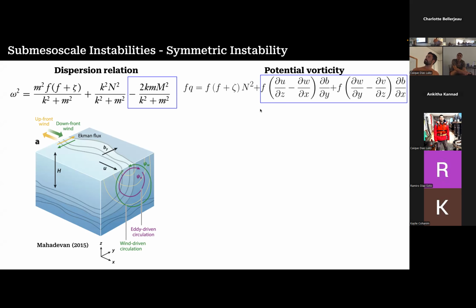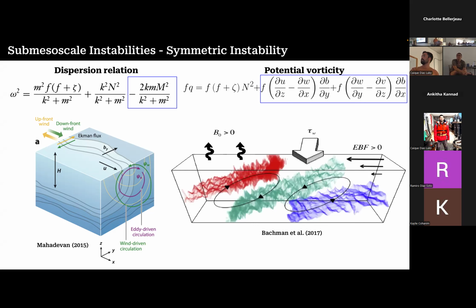So when you have a front and you have a wind flowing in the down-front direction, in the same direction as the current, you're going to generate an Ekman flux that tries to put the dense water on this side up on top of the light water on this side. The overturning circulation that you're going to create is the green one. So instead of slumping the front to re-stratify, it's trying to bring the dense water up on the light water, and that generates instability.